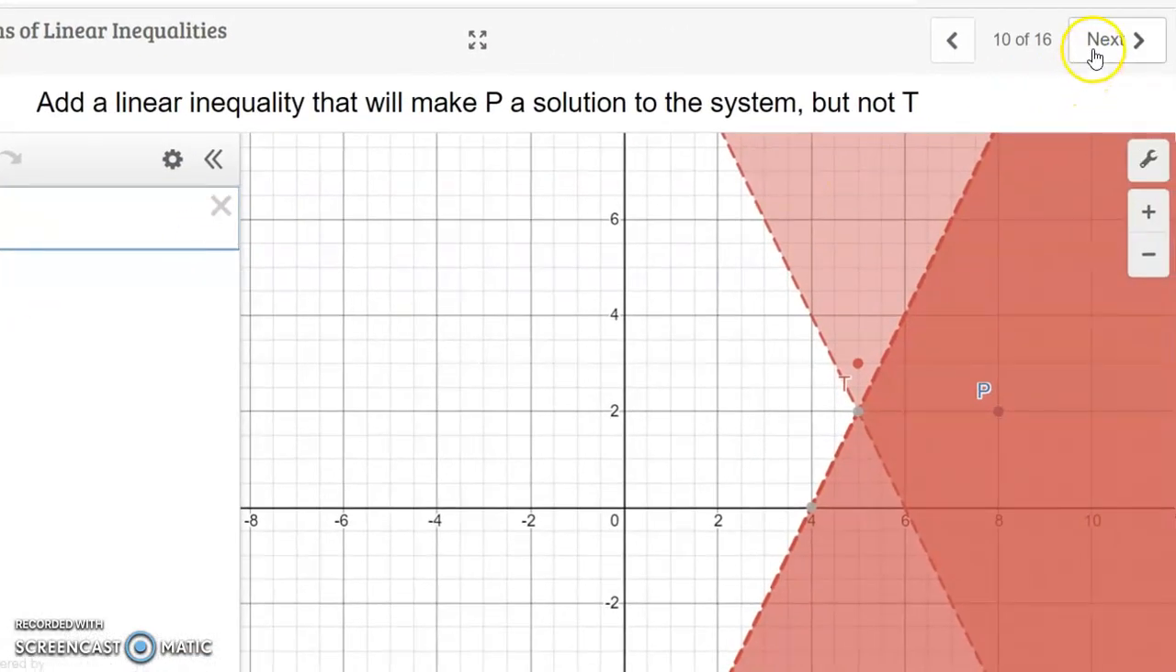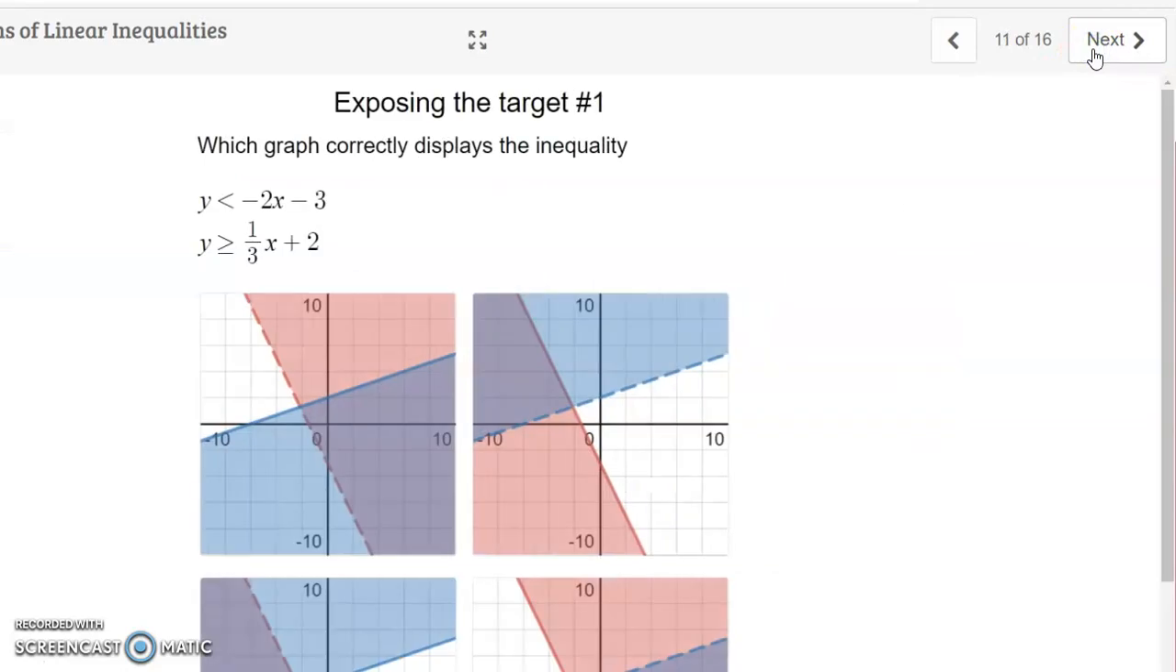Let's look at slide 11. It says, which graph correctly displays the inequality? So the first graph has to have a y-intercept of negative 3.